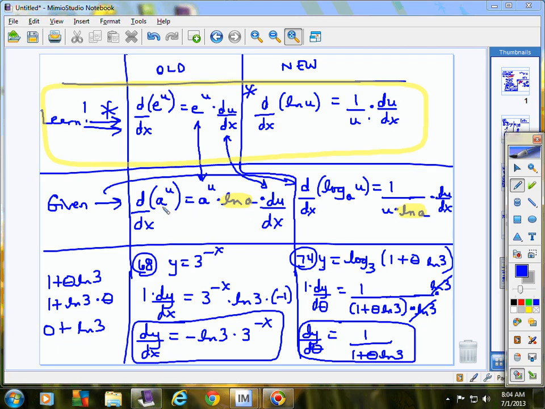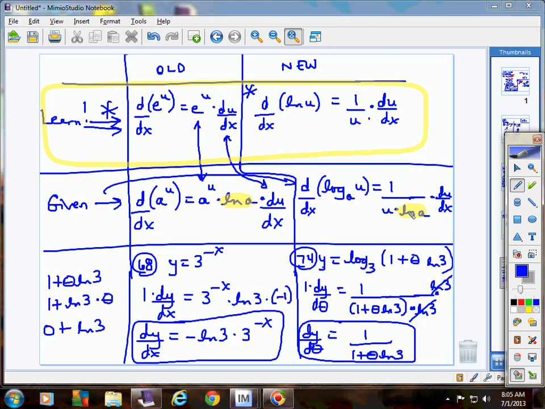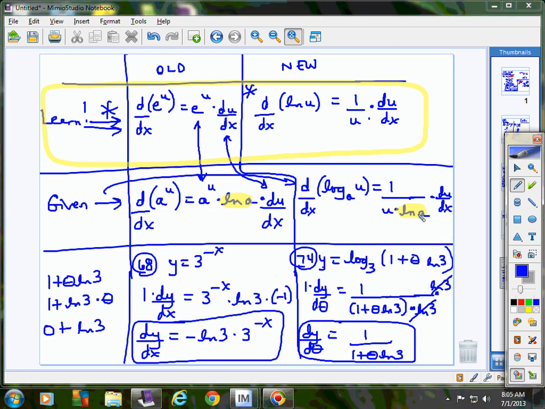If you're finding the derivative of a constant raised to a variable, you write itself, and the log goes right beside it. Over here, the derivative of the log is 1 over something, and the log of the base goes right beside it. So you're putting that log of that number right beside the first thing you wrote down. Here it's on the top, here it's on the bottom. Here it was itself, it went on top.